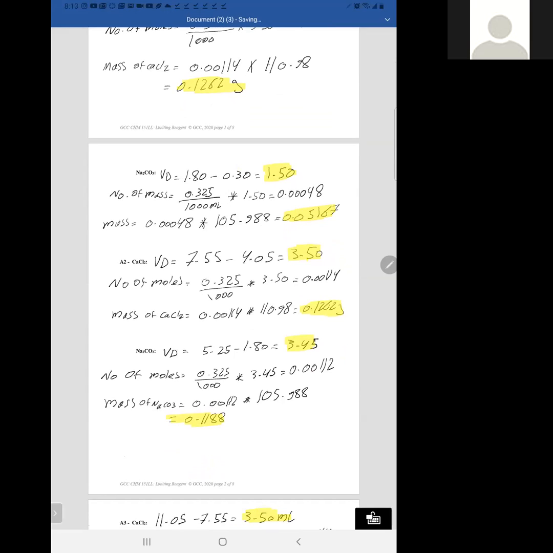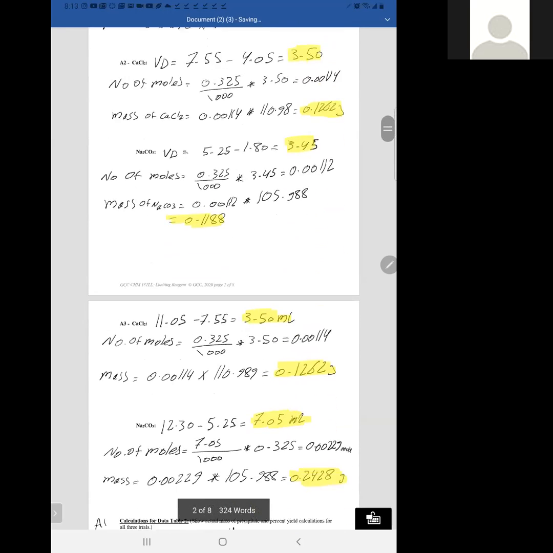So we already know that it's going to be the same amount of grams as A1 for that one, which is going to come out to 0.1202 grams. And then down to the next one, Na2CO3, we get a volume of 3.45 milliliters. And then once we put that through the formula to get our moles, we are left with 0.00112 moles of Na2CO3. And then we multiply that by the molar mass and get 0.118 grams.